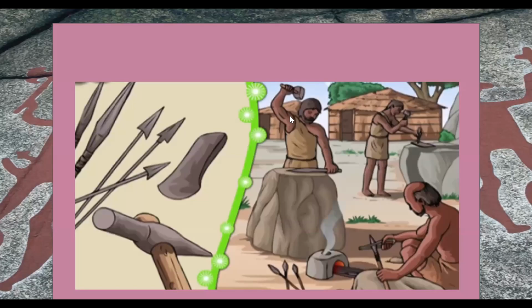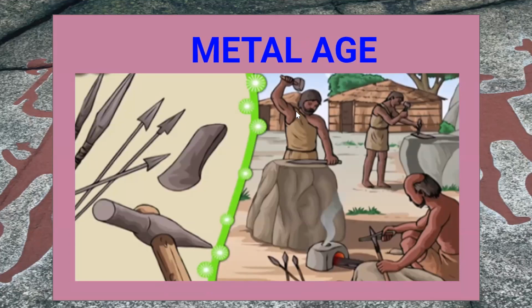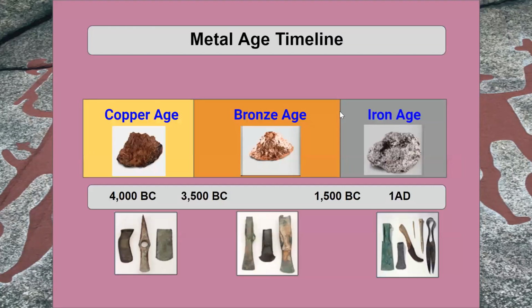After the discovery of metals, man stopped using stone tools. Thus, the Metal Age began. Today, I will discuss the Metal Age with you. It began 4,000 years ago when humans started making metal objects. The Metal Age is divided into the Copper Age, the Bronze Age, and the Iron Age.